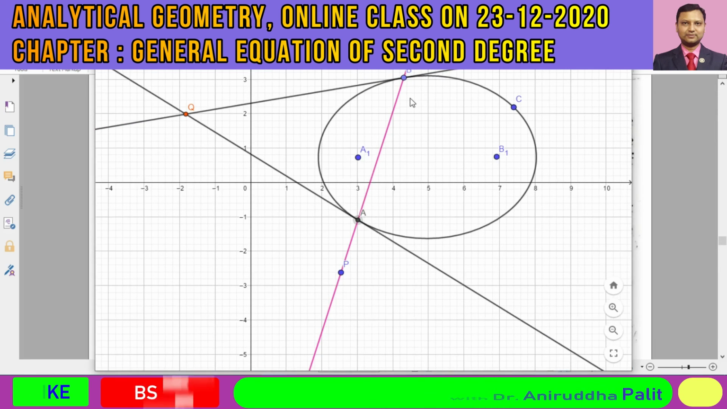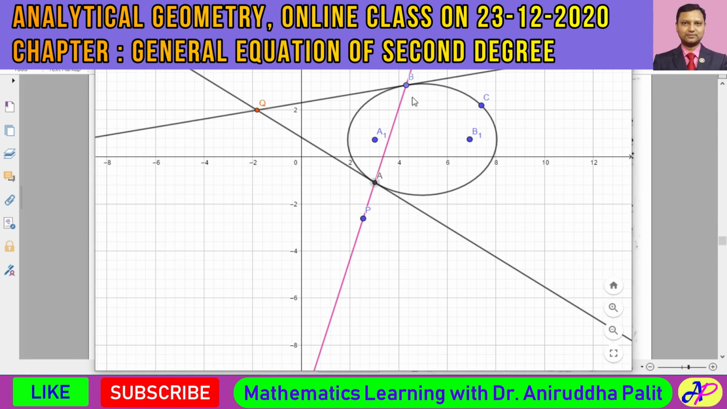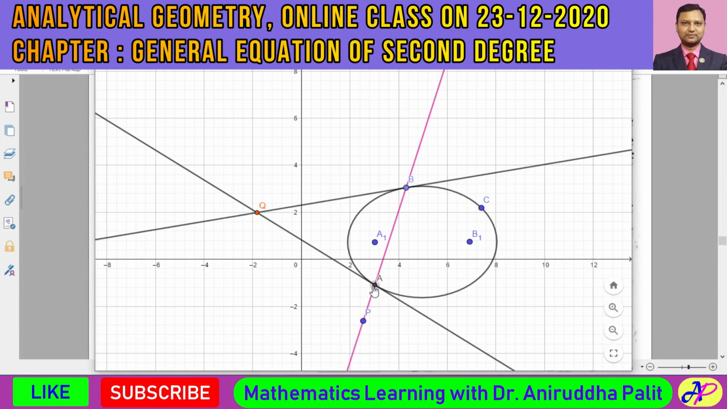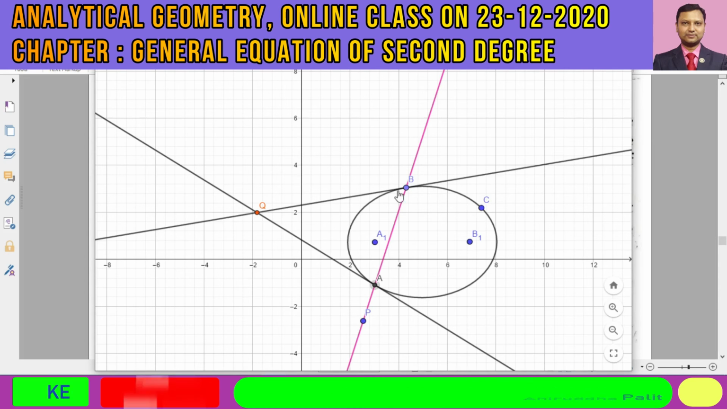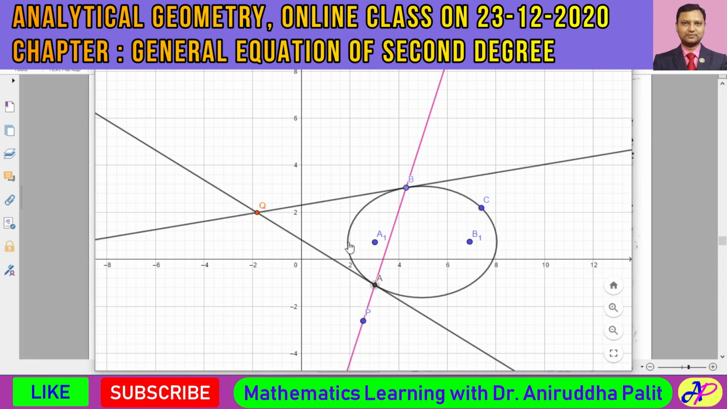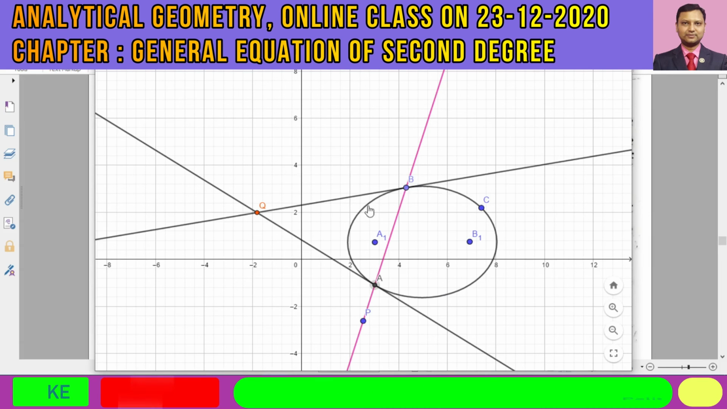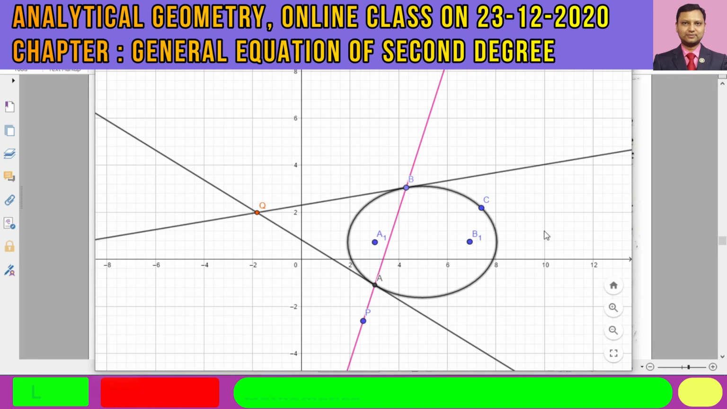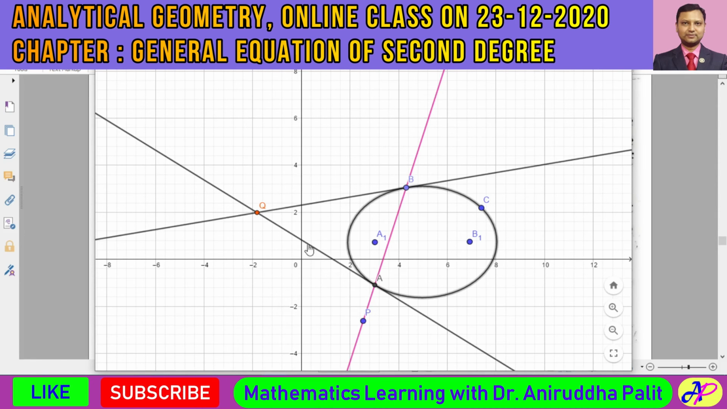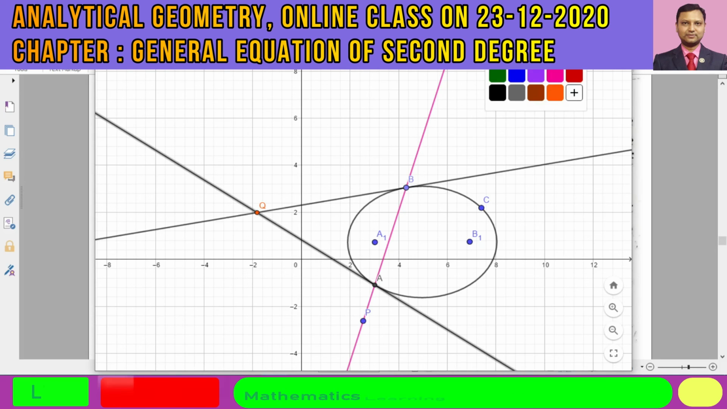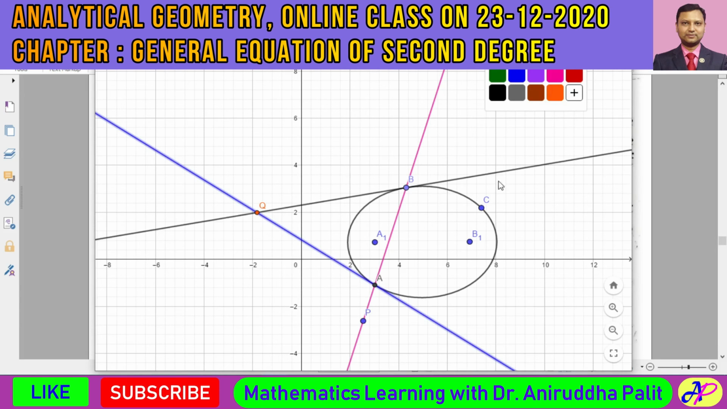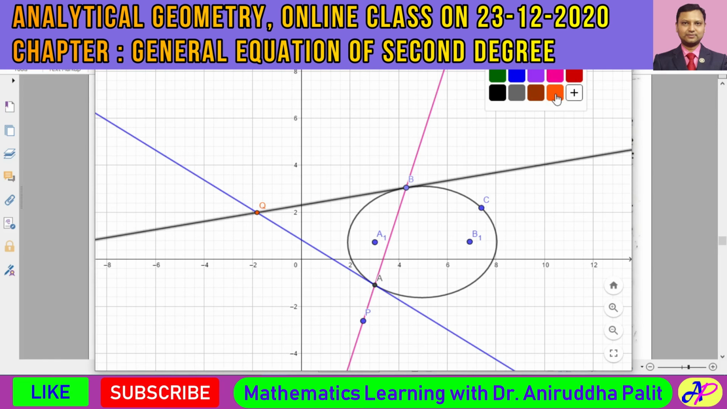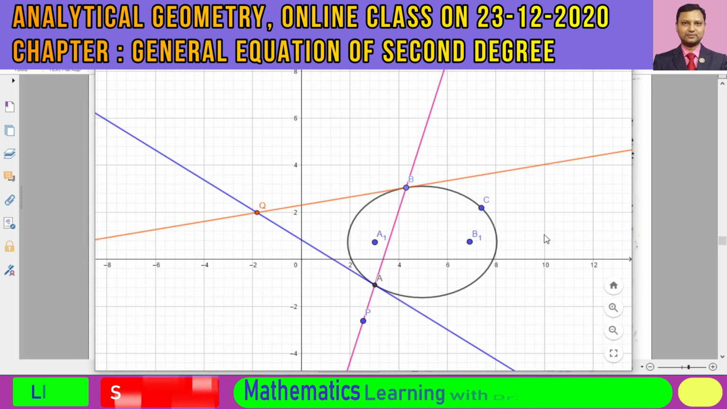Now we draw two tangents at the point capital A, tangent to this curve. It may be an ellipse, it may be a parabola, it may be a hyperbola, it doesn't matter. Any second degree curve. So we are drawing two tangent lines. This is one line, let us denote it by blue color, and this is another line, denoted by orange color.